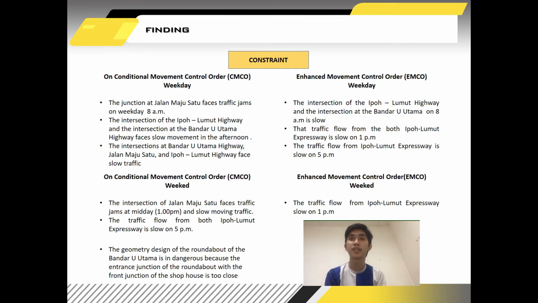Lastly, the geometry design of the roundabout in Bandar Utama is dangerous because the entrance junction of the roundabout with the front junction of the shop lots is too close. Thank you.